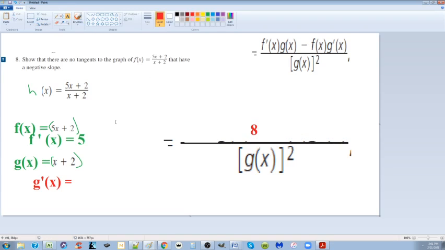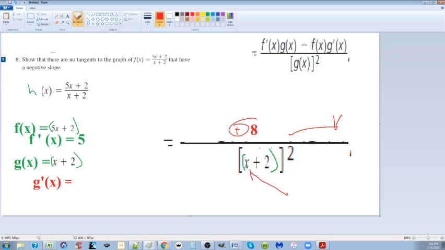Now I forgot to put my g of x equation in the bottom. I also lost track of my g prime of x, but that's okay. So I'm just going to put that in the bottom. Now before I expand that or do anything with it, I want you to take note. This is a positive 8 up here. It's called a constant. It's never going to change. It's going to always be positive.